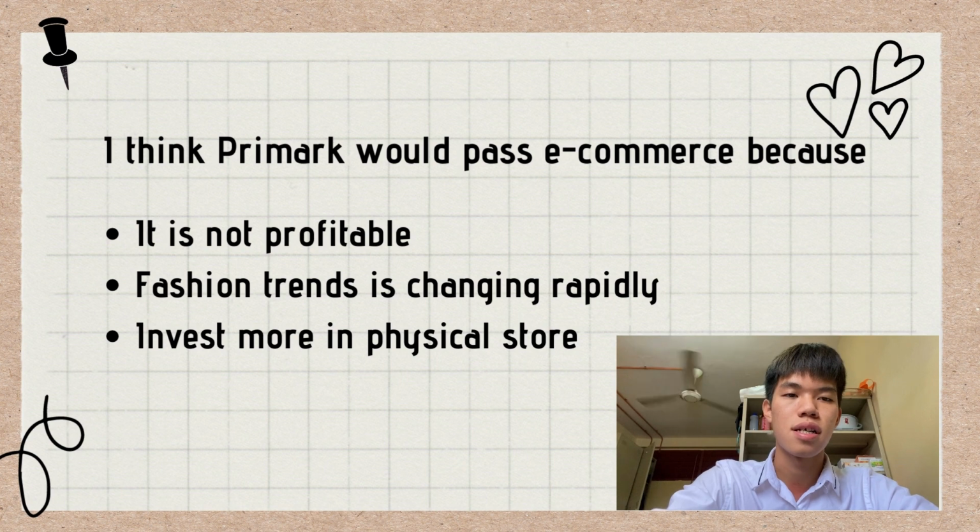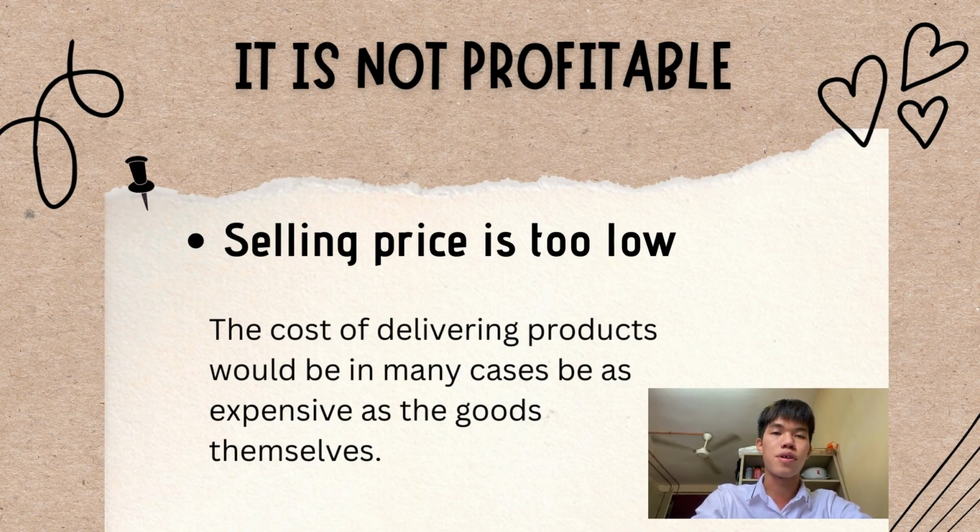So the main 3 reasons are, I think, that Primark is not profitable if they work on e-commerce, and the fashion trend is changing rapidly. The third point is I think Primark will invest more in their physical stores compared to e-commerce. So my first point, Primark is not profitable if they work on e-commerce. This is because the selling price for the products in Primark is very low. So they are unable to provide free delivery service because their profit is low and the selling price is also low. So the cost of delivering a product would in many cases be as expensive as the goods themselves.